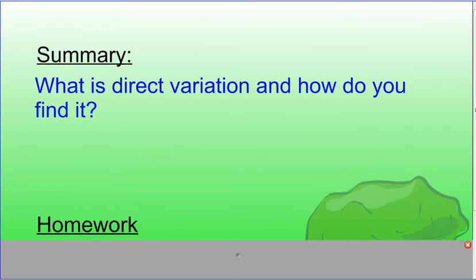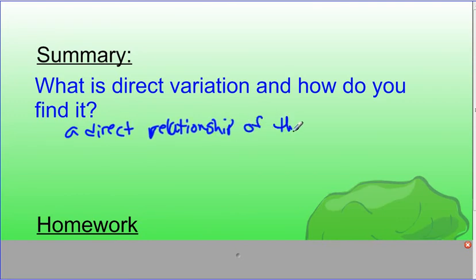Okie dokie, let's see here. What is direct variation and how do you find it? Direct variation is a direct relationship between the x and y variable. I'm sure nobody out there thought of that same definition as me, but that's okay. Direct relationship of the x and y variable.